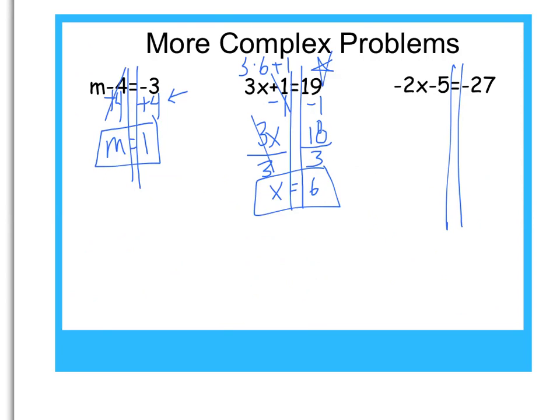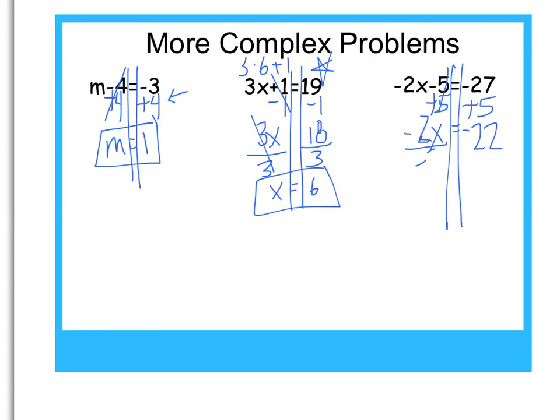This time I have a two-step equation and I have negatives. So first I see a plus or minus here. It's the minus 5, so I'm going to get rid of minus 5 by adding 5 to both sides. I have negative 2x left on the left-hand side. On the right-hand side, sing the song. Same signs add and keep, different signs subtract. Keep the sign of the higher number, then you'll be exact. These are different signs, so I'm going to subtract them. I get 22. And I'm keeping the sign of the higher number, which is negative.